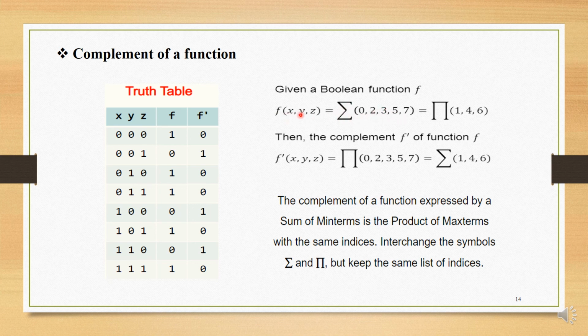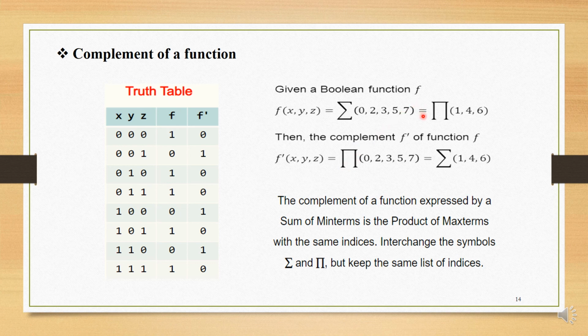Now, if you want to complement this function, we have already complemented it here. You can just look at these two functions. Here we have f of x comma y comma z. Here we have the complement of the function, f bar of x comma y comma z. If you are complementing the function, just interchange the symbol, summation into product, and retain the decimal numbers as they are. This is for summation m to product M.